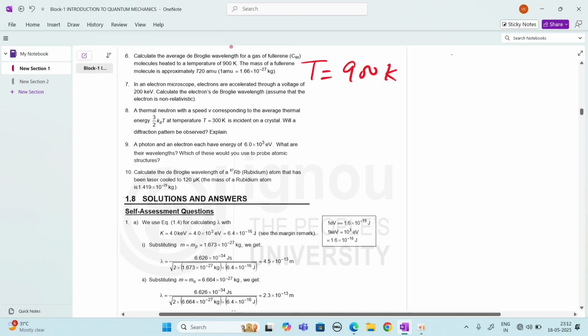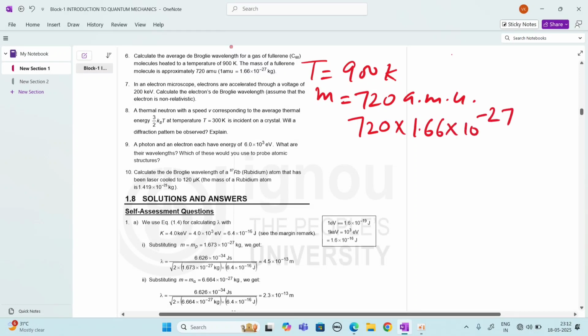Mass of fullerene molecule is approximately, mass is also given, 720 atomic mass unit, and 1 atomic mass unit is given 1.66 into 10 to the power minus 27 किलोग्राम. So इसको हम किलोग्राम में कन्वर्ट कर लेंगे. So this is the value of mass of fullerene molecule, and temperature is also given. We need to calculate the de Broglie wavelength.